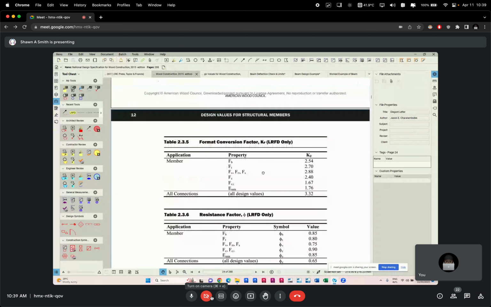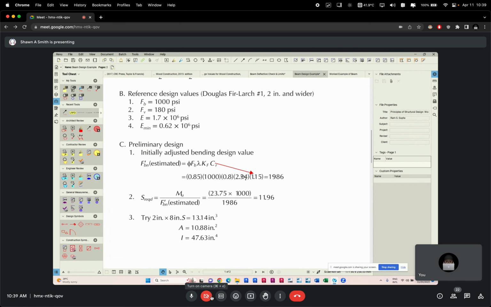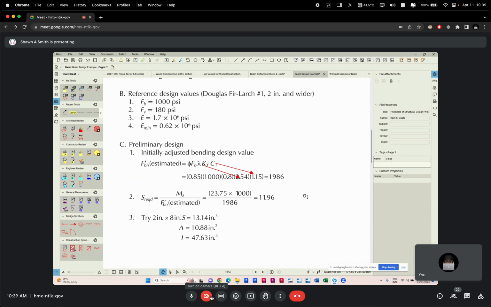Okay, fine. So we're looking for KF value, and see it says it here, LRFD only. Members. So the KF table is relatively simple. It's for a member or for connections. We're not doing connections, we're doing members, and we're looking for KF applied to the bending stress, which is the first one, FB. That's 2.54. All right, so KF is 2.54. See there, 2.54. All right, so we know it. So we already found where those two values come from.